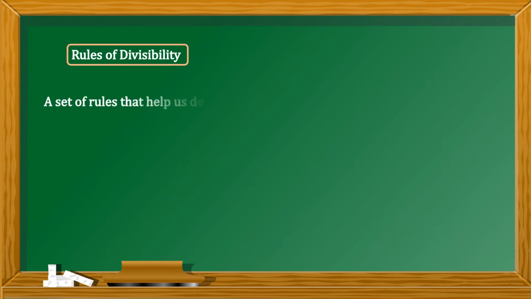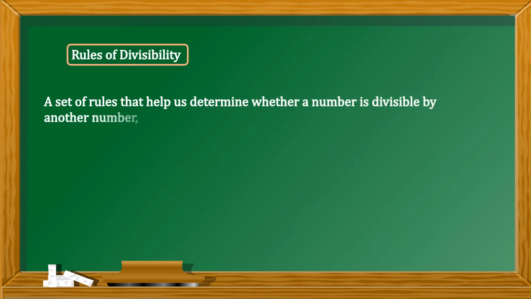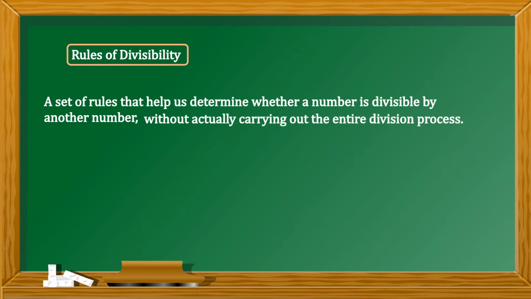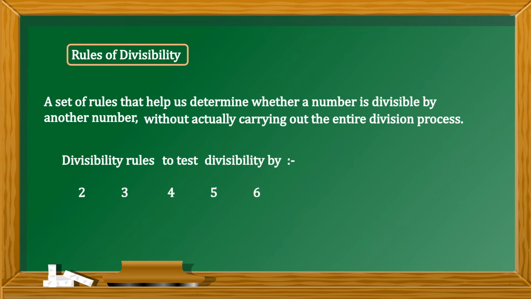Now let us learn the rules of divisibility. These are a set of rules that help us determine whether a number is divisible by another number without actually carrying out the entire division process. In this video, we are going to learn the divisibility rules to test divisibility by 2, 3, 4, 5, 6, 9 and 10. First, we'll do the divisibility rule for divisibility by 2.